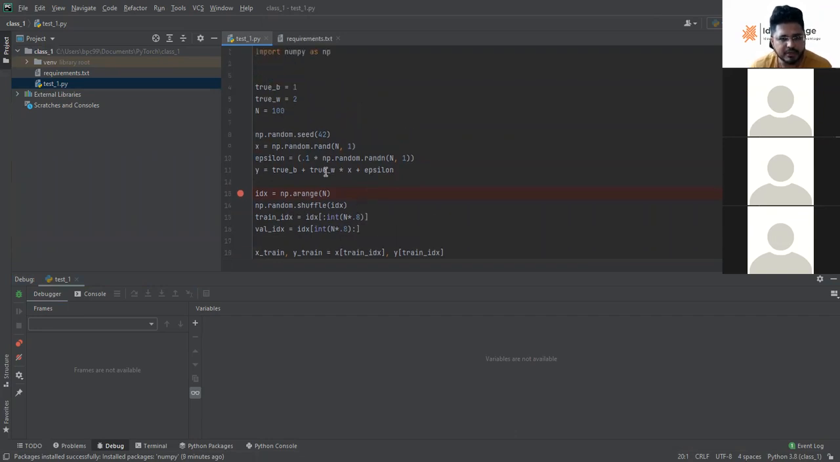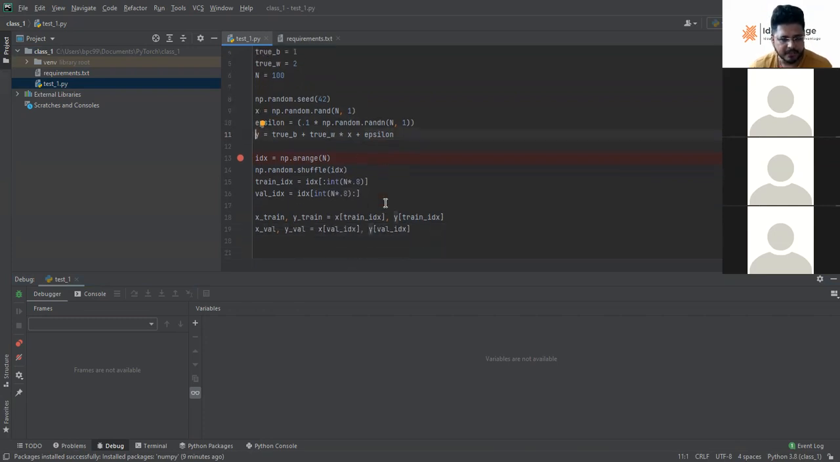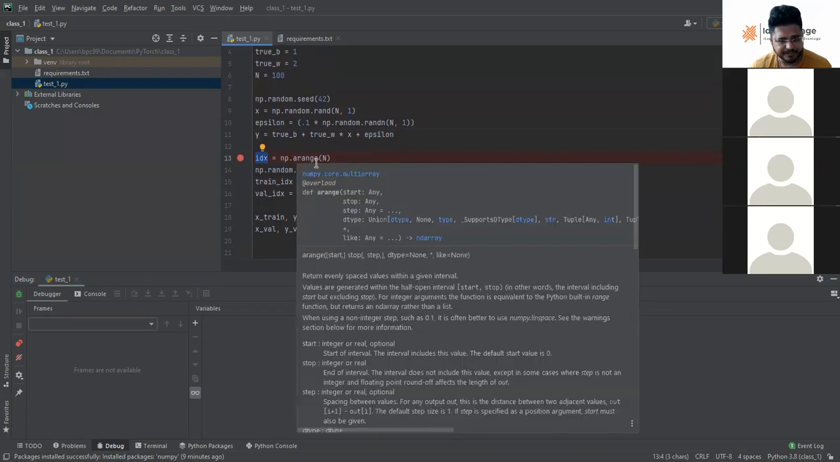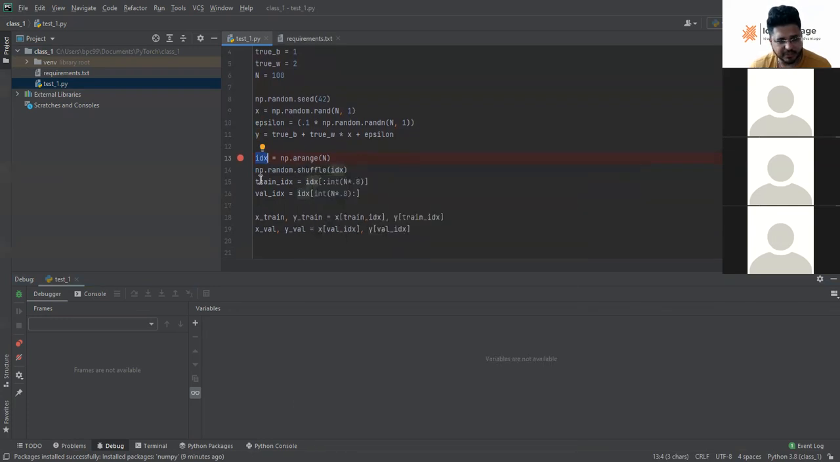Okay, so what we did now: we randomly initialized b and w. We randomly initialized x and epsilon. Using all these 4 values, we got the y value, and this is our data generated for linear regression. We created n, 100 indexes, we shuffled those indexes and we created 80% of the indexes for training data and 20% of the indexes for validation data. And we got our training and validation data from there. Okay, this is how much we did.